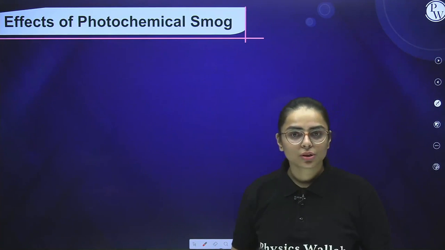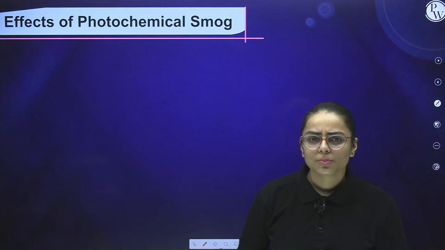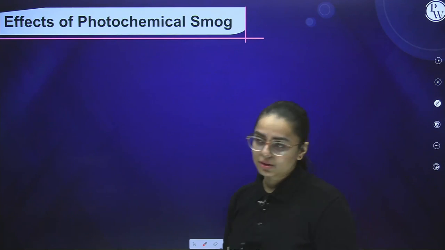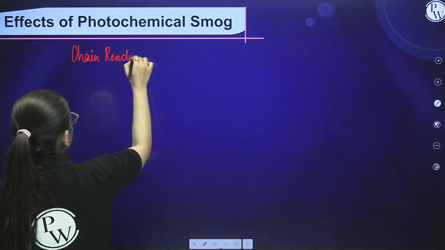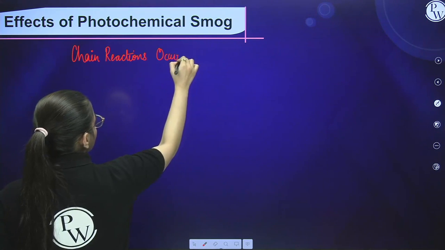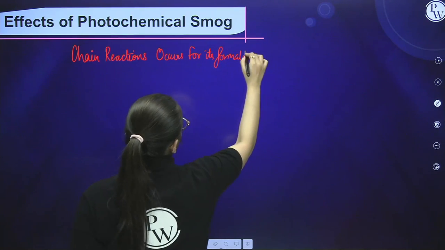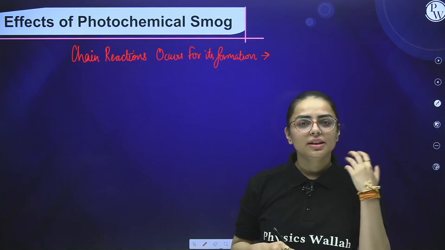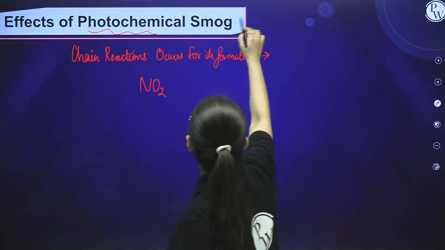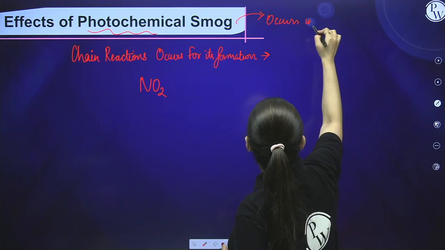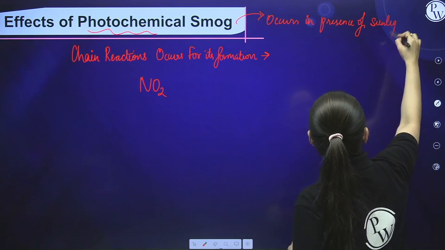If I talk about effects of photochemical smoke, first of all we need to understand what is responsible for photochemical smoke. Basically, if I talk about the formation of photochemical smoke, there is a chain reaction that occurs over here. Now, how is the chain reaction observed? See, photochemical means that it occurs in the presence of sunlight. Is it clear?